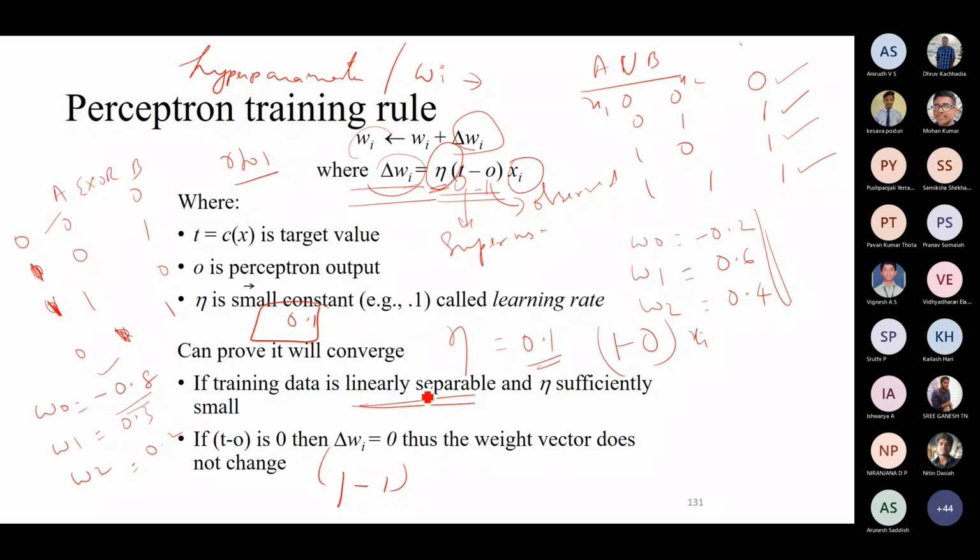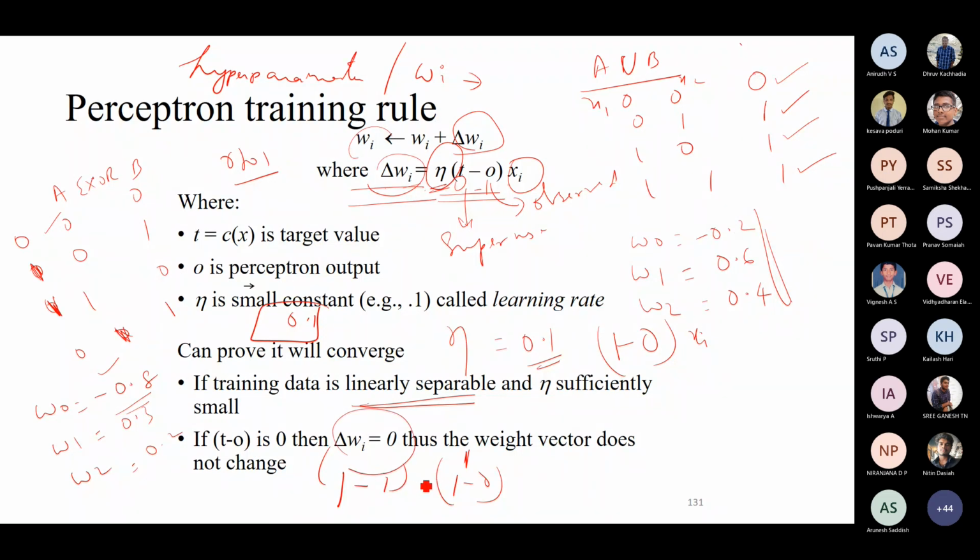Supposing your target is 1 and your observation is 0, which is not correct. So you will get 1 minus 0 as 1. So you have to increment your weight to a greater extent. So that is what we basically do. So T minus O is 0, then change of weight vector is 0. Otherwise, it has to be modified.